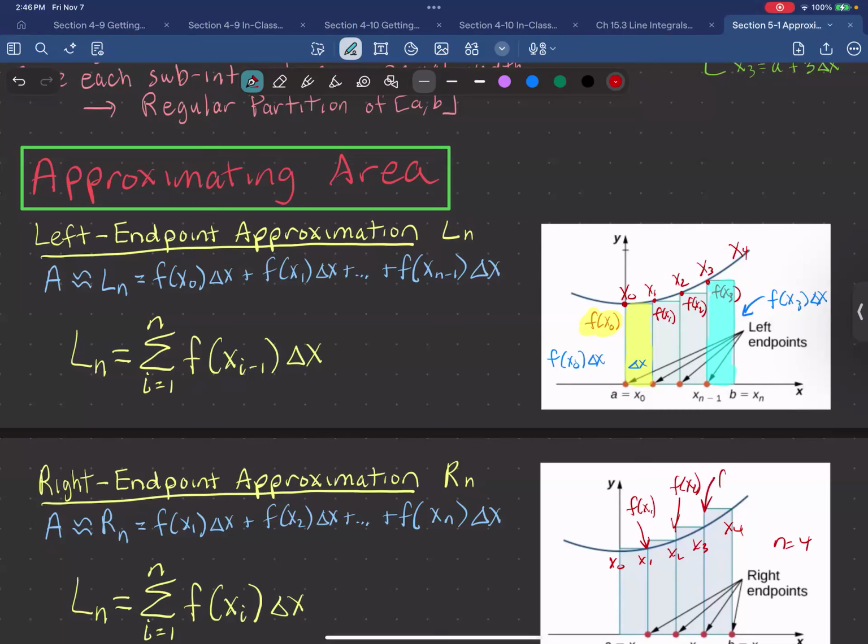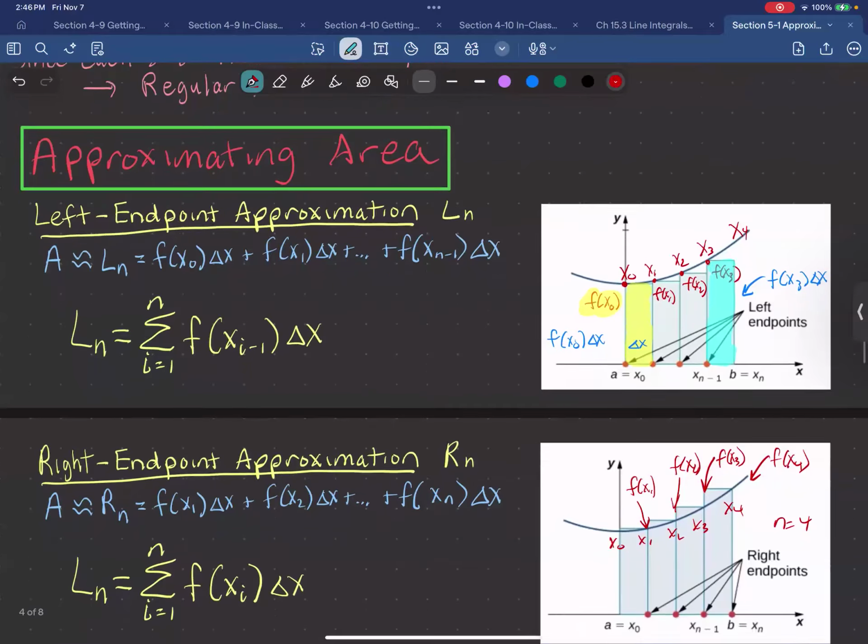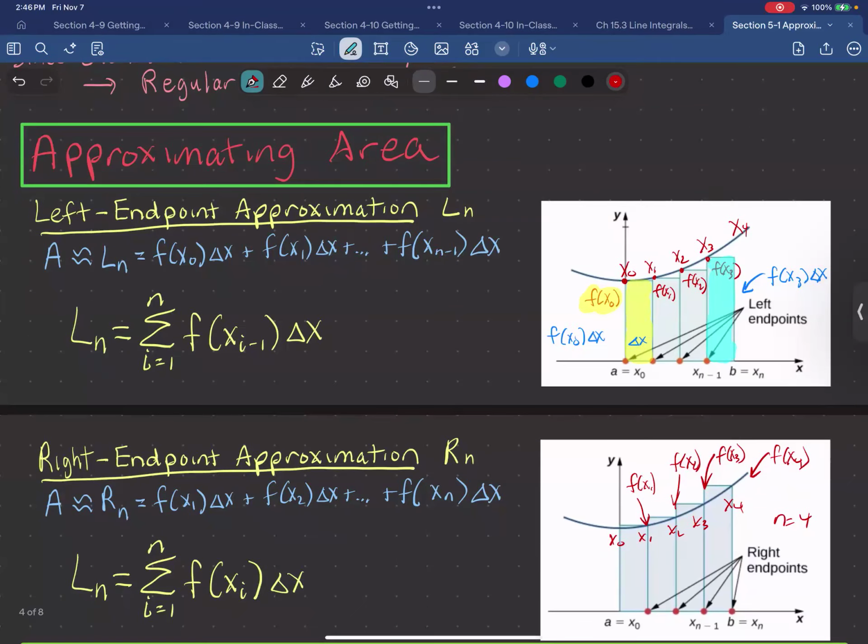We've got f of x3, and finally f of x4. So if we're going from i equals 1 to 4, we only need xi for what we're doing. 1, 2, 3, 4 are our endpoints, and we're doing 1 to 4 here. So we just have xi on the inside. Same idea, we're making rectangles.